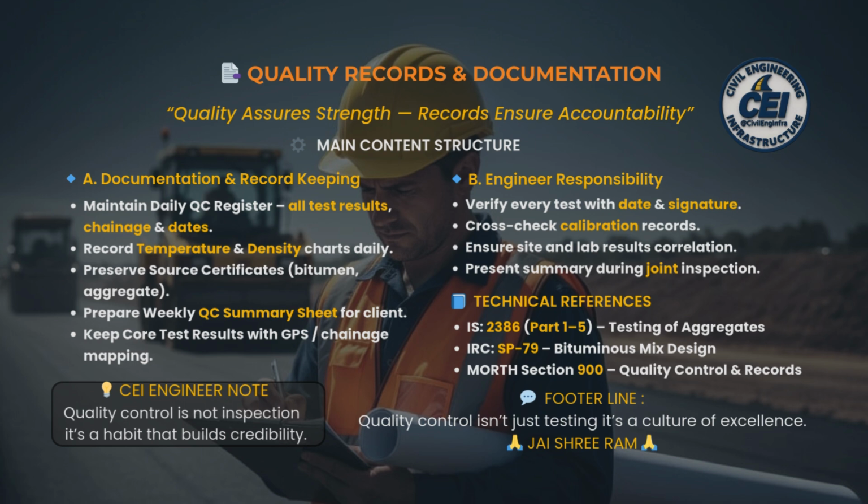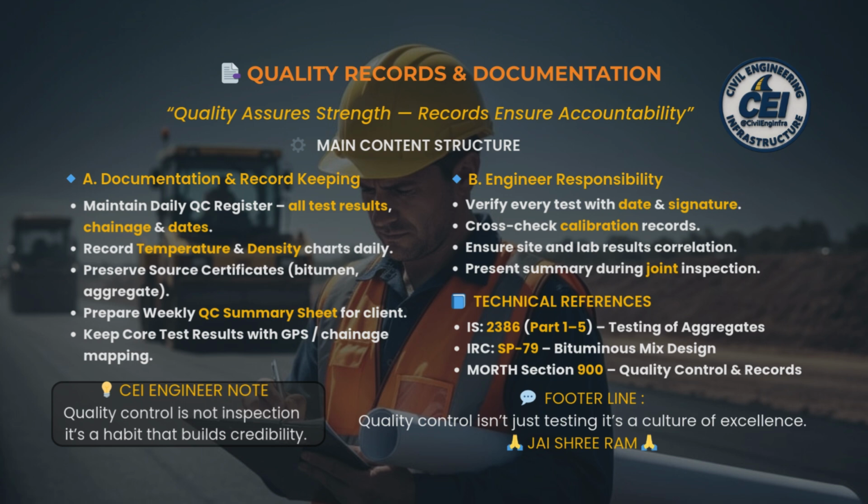Because documentation isn't just paperwork. It's the engineer's signature of accountability. B. Engineer's responsibility. Every engineer on site must treat records as part of quality control. Verify every test with date and signature. Cross-check calibration records for all testing equipment. Ensure that lab and site results correlate within permissible limits. Present a summary during joint inspections, showing consistency and reliability. These steps build trust between the contractor, the client, and the engineer.